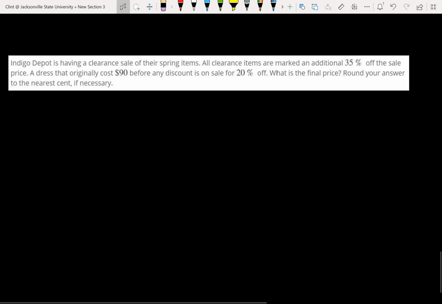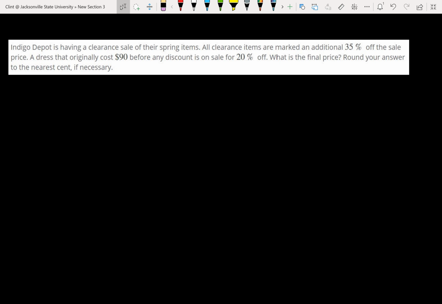And one more. This one we got two discounts we have to take in a row. It says clearance items are marked an additional 35% off the sale price. A dress that originally cost $90 before any discount is on sale for 20% off. What's the final price? So first we have to find the sale price, and then we'll take the clearance discount.